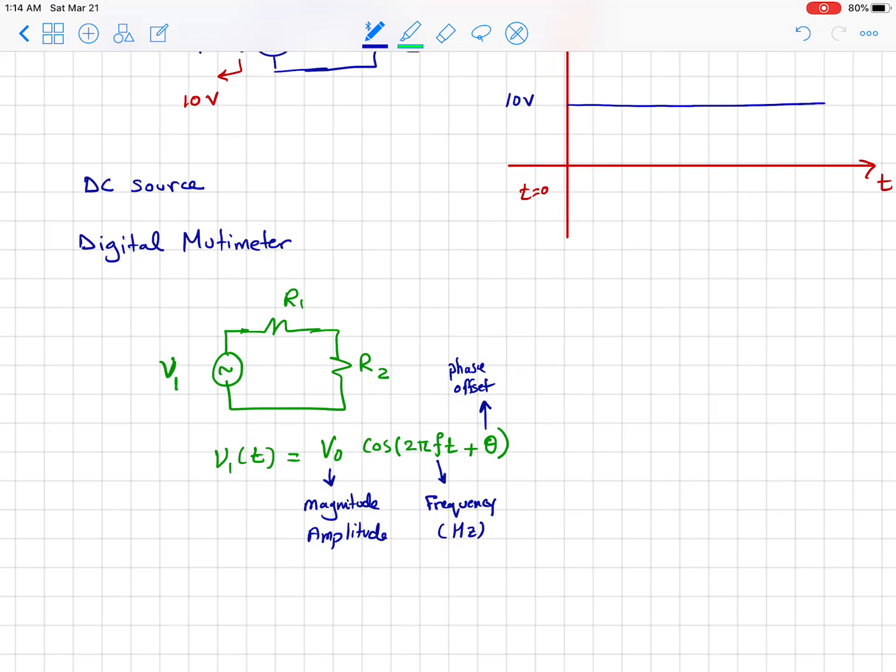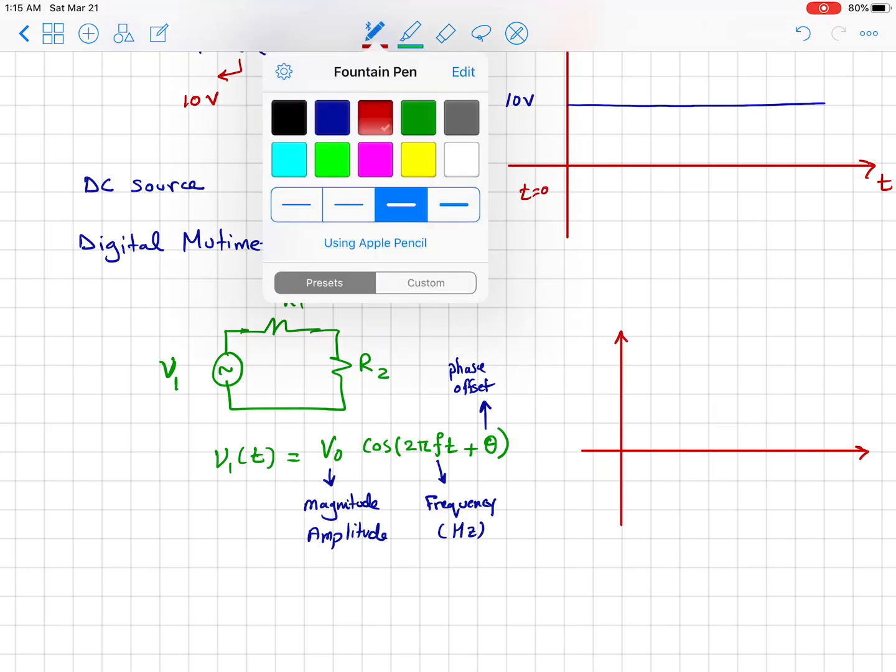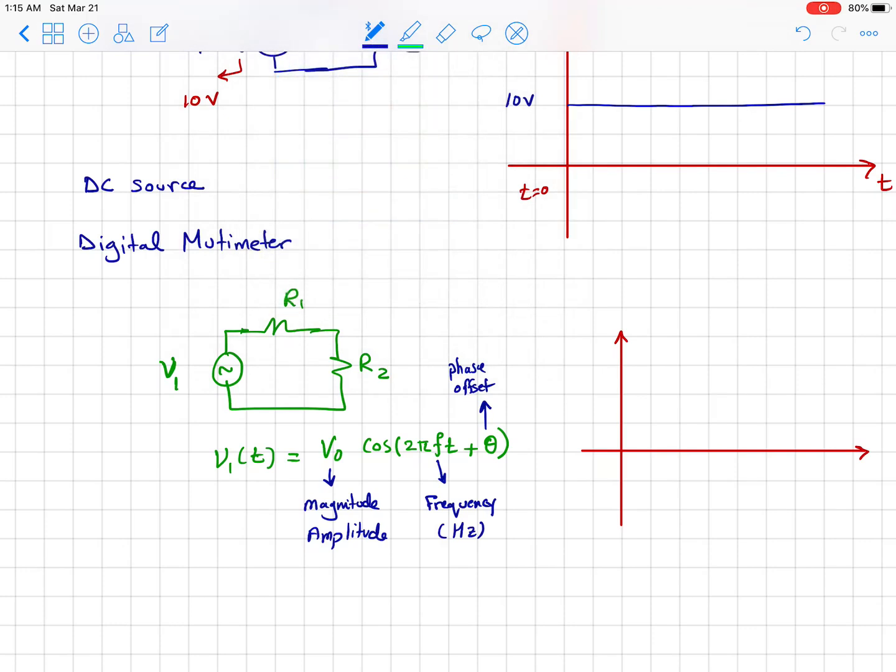So if we are to plot this function versus time, we're going to end up with the following shape. Let's assume the offset is 0 here. So in this case, I will have something like this.